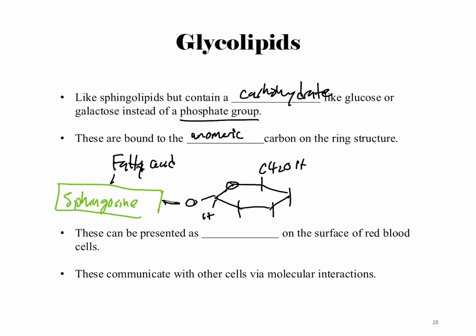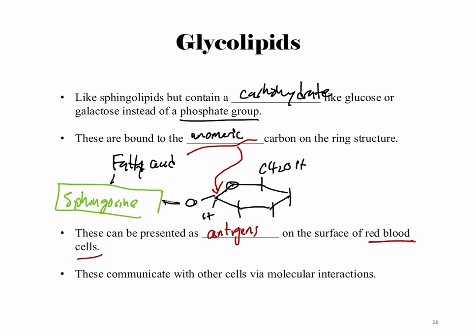And so these are bound on the anomeric carbon, right? So the anomeric carbon again is the carbon that is first in the chain. It's originally where the carbonyl group was in the linear structure of the carbohydrate. And so these can be presented as antigens on the surface of red blood cells, for example.